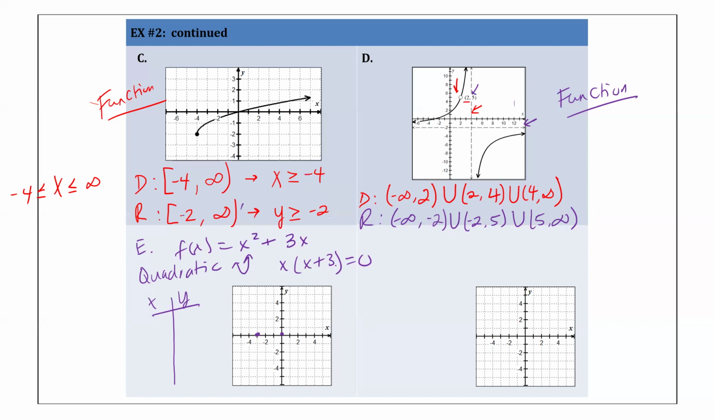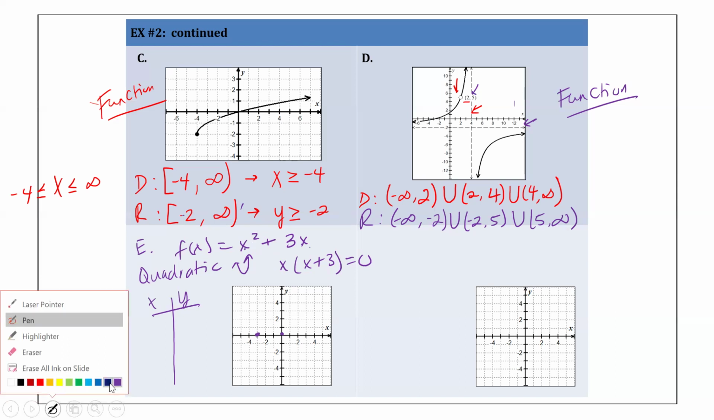So are we okay with the factoring? Just first question, are you okay with how I factored? GCF, what is the greatest common factor between this term and that term? So what did I factor out? X. So I factored out the x.